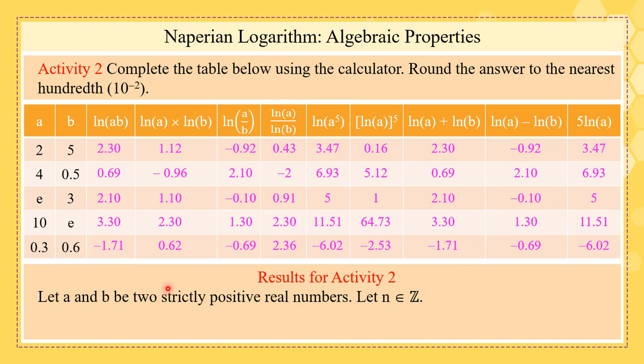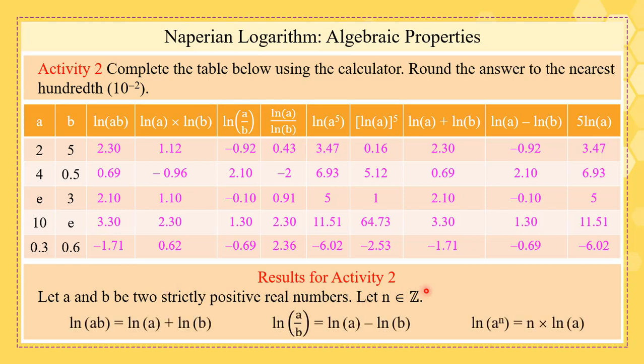If a and b are two strictly positive real numbers and n belongs to Z, we can see from here that ln of ab is the same as ln a plus ln b. See? ln ab is the same as ln a plus ln b. And we can also see that ln ab is not the same as ln a times ln b. Pay attention to this common mistake.